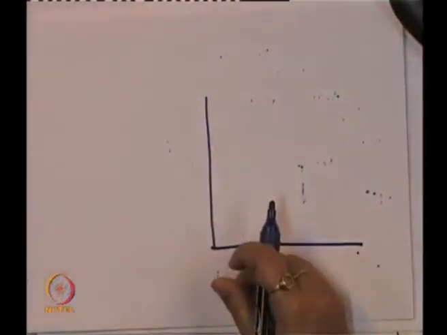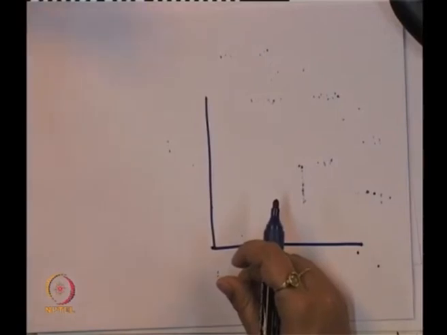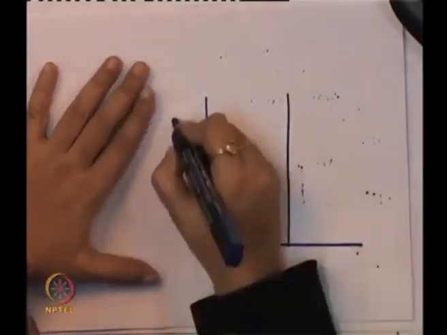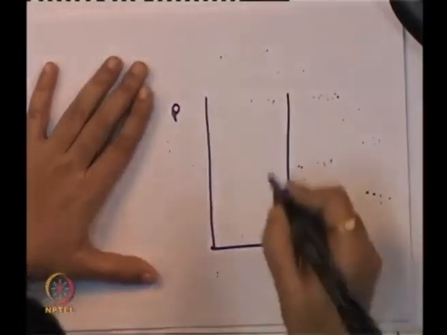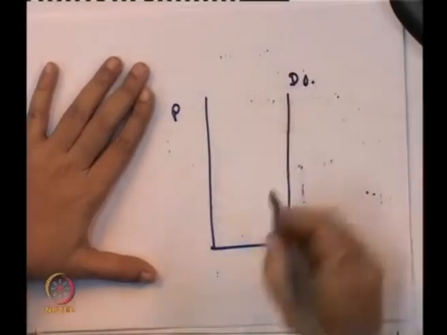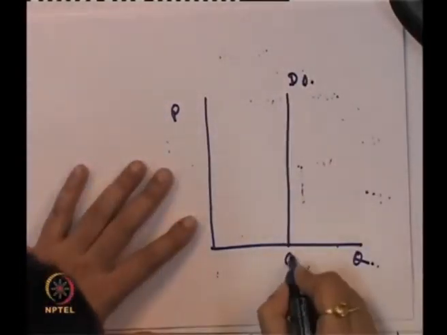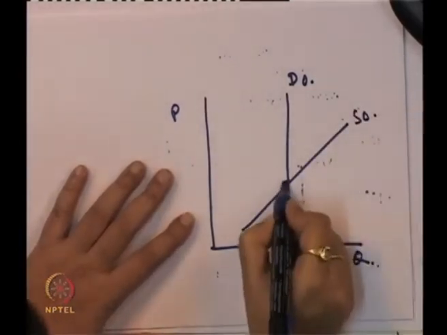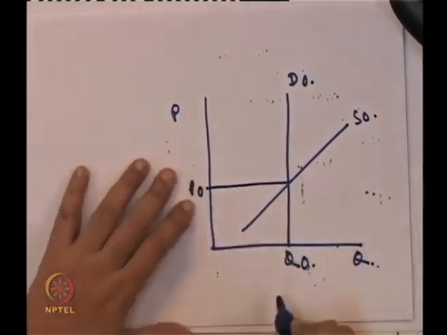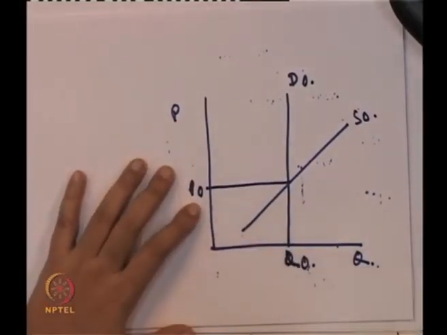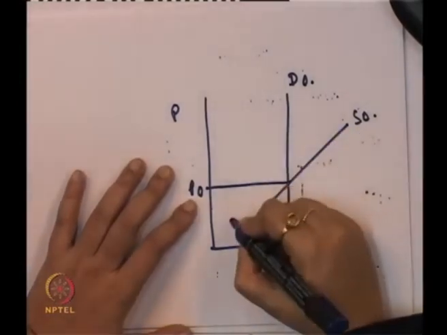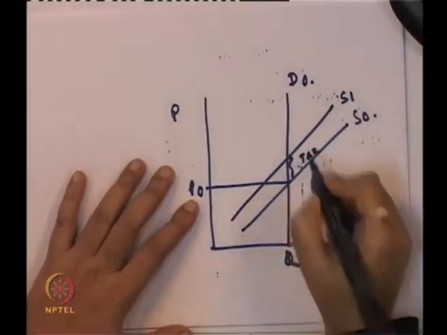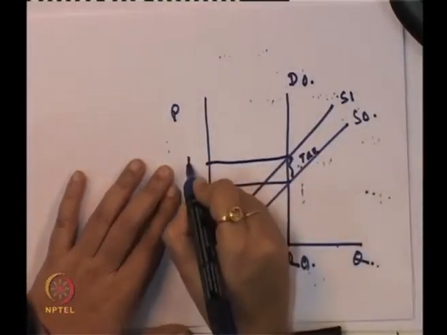So, in case of a perfectly inelastic demand curve, it takes a shape which is parallel to the price axis. Okay. So, this is your demand curve. Now, this is Q0, this is S0, this is P0. P0 is the equilibrium price, Q0 is the equilibrium quantity. Now, imposition of tax moves S0 to S1. This is the total amount of tax. This is the new price P1.